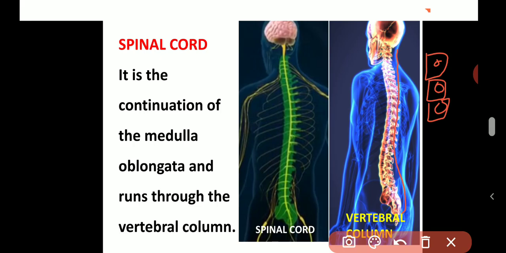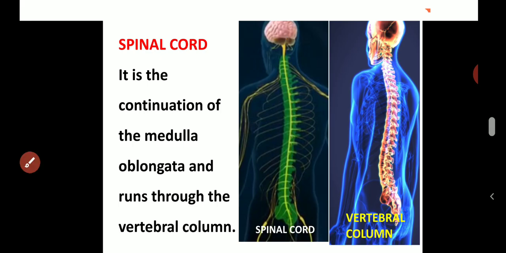So you can see here the yellow color thread-like structure which starts right from the base of the brain, from the medulla oblongata, and runs all the length of the vertebral column up till the lumbar vertebrae, that is in the lower back. Now this spinal cord is about 45 centimeters in length and it weighs about 35 grams.